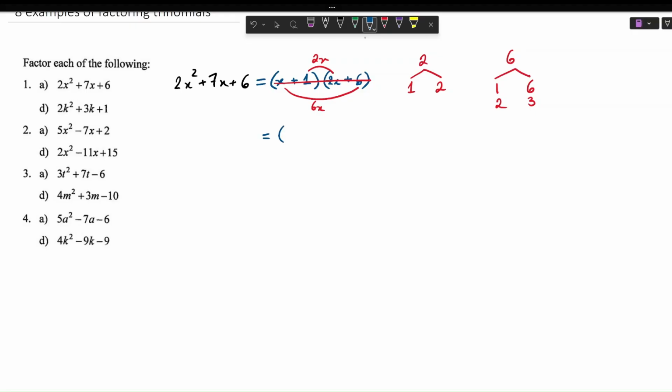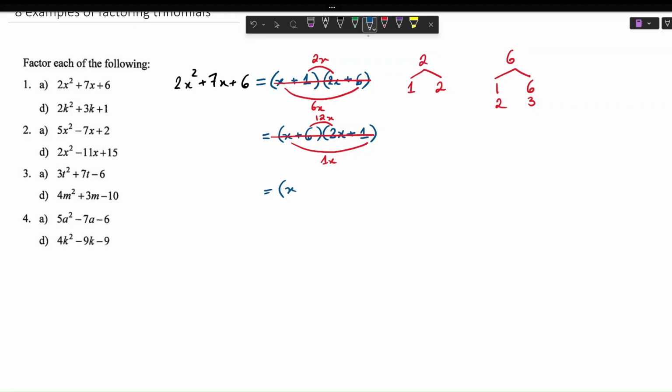Let's try another one. Let's keep the x and 2x because we don't have too much choice there. And for example, we could try it the other way. We could say, what if we swap the 6 and the 1? Well, we have 12x from 6 times 2x and 1x from x times 1. Together, that's 13x. Also not what we wanted. We wanted 7x, so this one doesn't work.